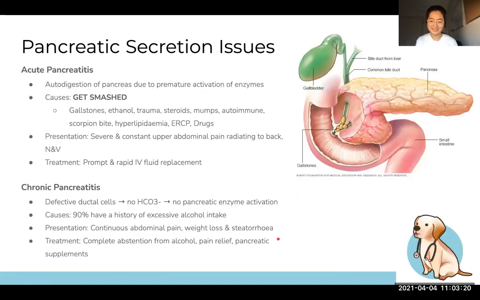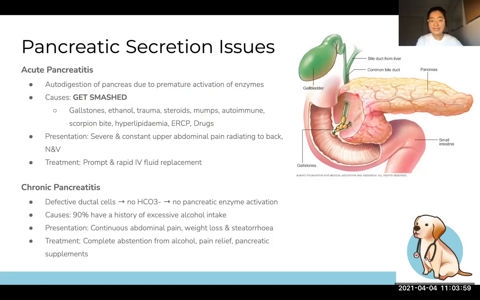Okay, going back to the digestion of your pancreas. Acute pancreatitis is when you have the premature activation of these enzymes inside your pancreas. The main causes of this, there's a mnemonic called GET SMASHED, and these are pretty much your most common causes. ERCP refers to a procedure where they stick a scope down through your mouth, to take a picture and see what's happening near the sphincter of Oddi, or to take out a gallstone. Sometimes that can cause irritation to the pancreas and cause acute pancreatitis.